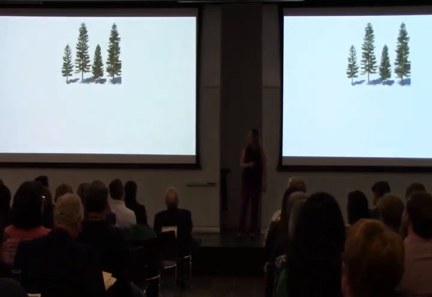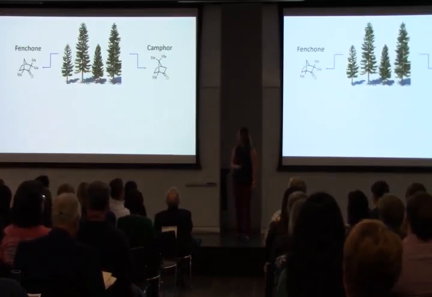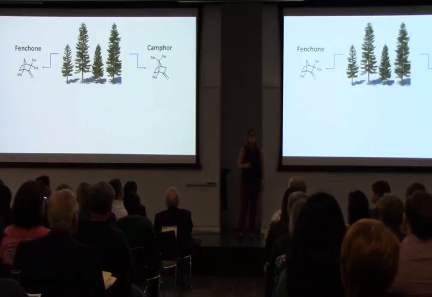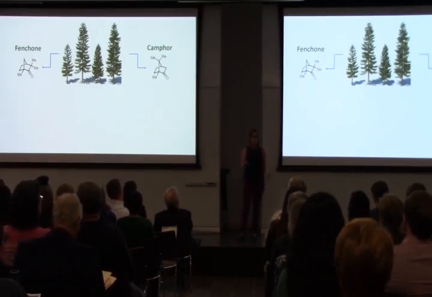So I start with two compounds that are derived from pine trees, and they are called camphor and fenchone. So these are terpenes, and what's important about them is that they are very cheap at about only $20 per kilogram. And they also have a very pleasant aromatic like pine smell.